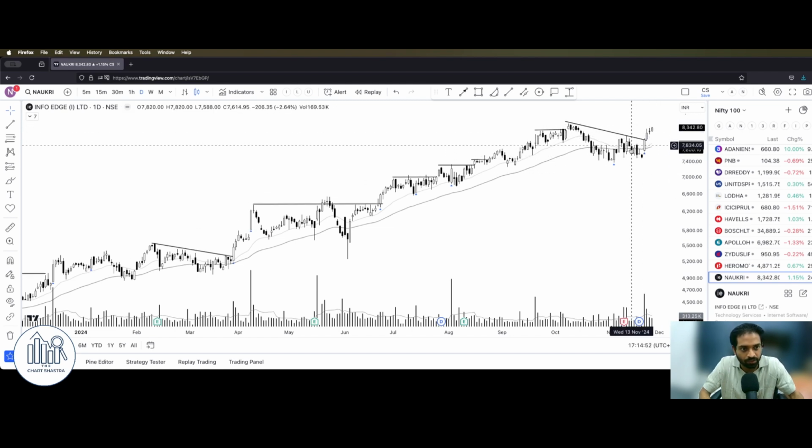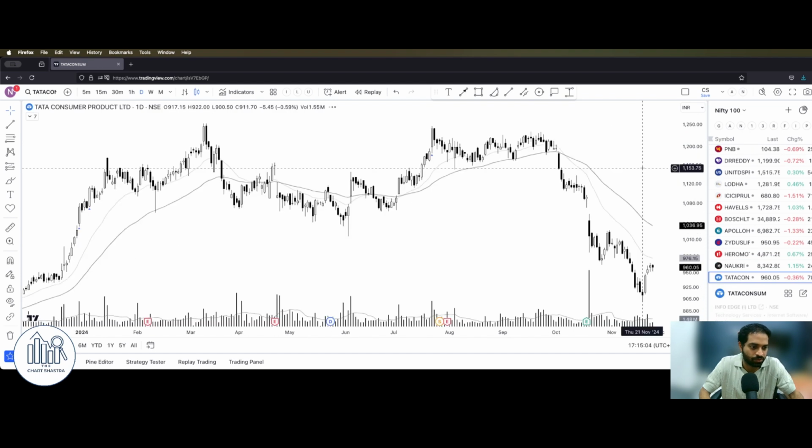Now, look at this, guys. This is again one of the very interesting charts. If you see, you remember HCL Tech, you remember Wipro, right? Similarly, if you look at Naukri, it is moving at all-time high. You actually want these names in your portfolio.